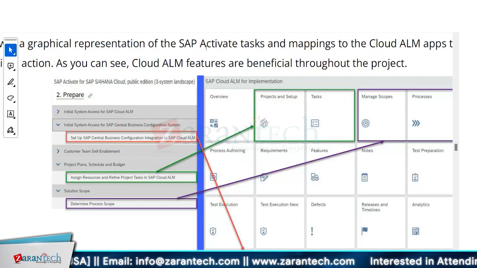Then determine process scope, right? So it is nothing but manage scope, like in Cloud ALM, we'll come to that when we do the demo. When you have to define the scope, which processes are part of your implementation, there may be 100 processes under different modules, but you're not going to use all the processes. Customer doesn't have that requirement, right? So you have to determine the process scope, like which processes are in scope. You do that from manage scope and processes.